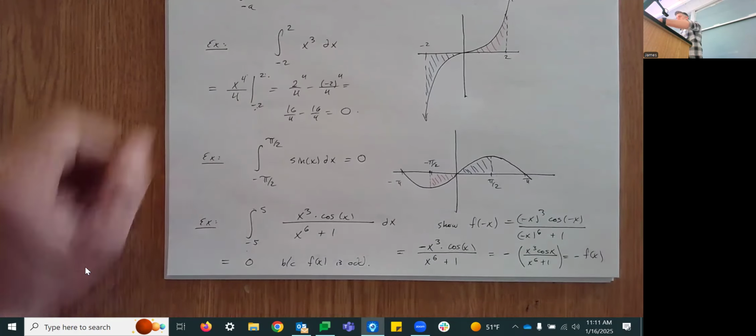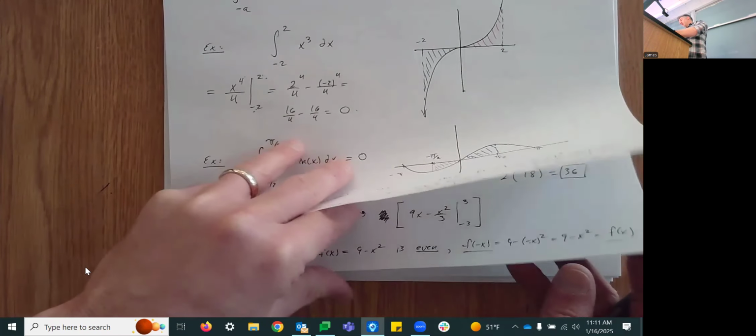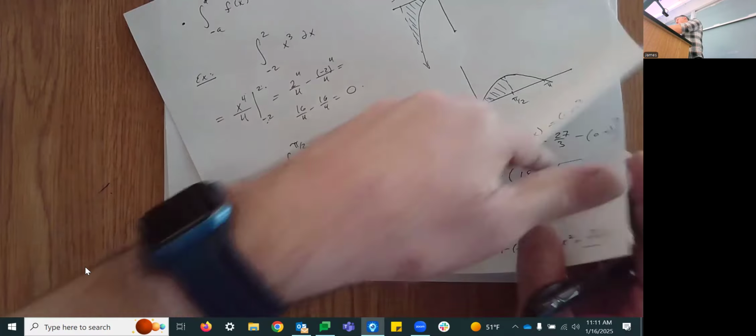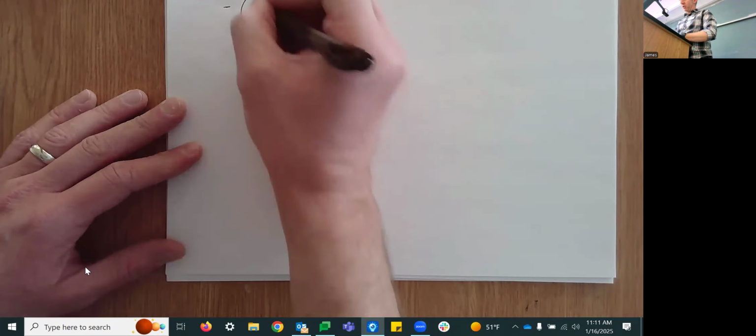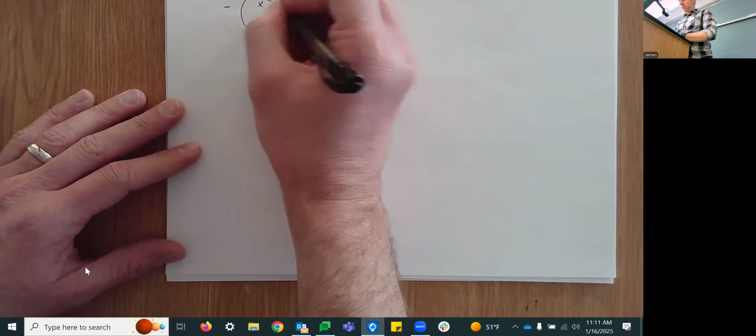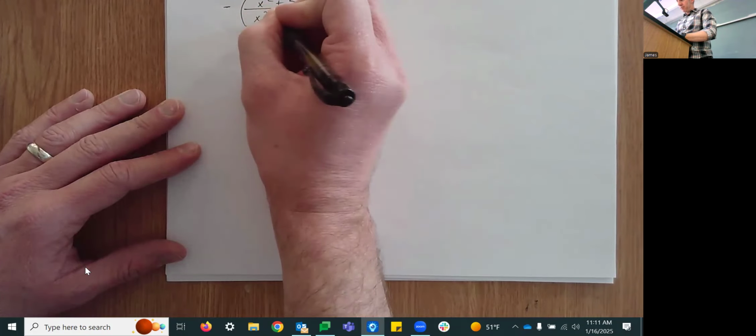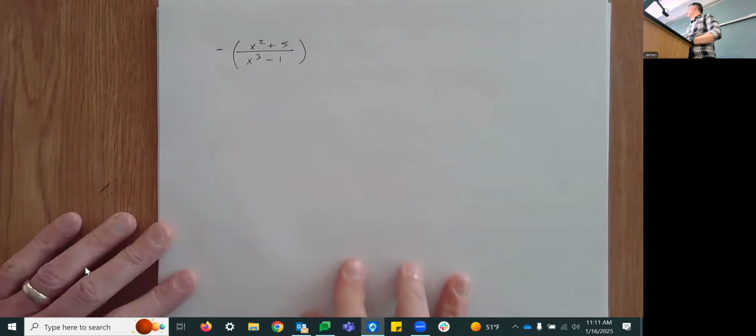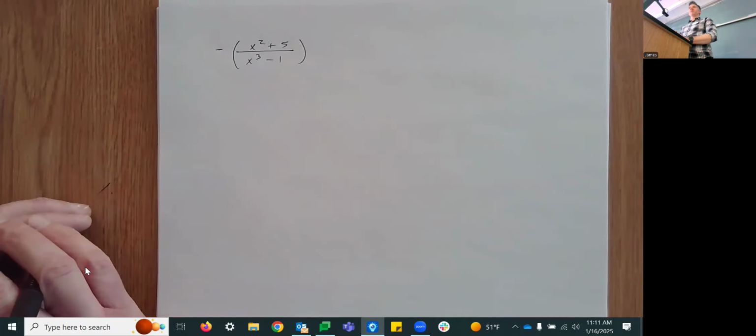No. So let me ask you an important question. I thought that's where you were going, because this comes up a lot for people. So, good question. What happens when you have like the negative of a fraction? Sorry. The negative of x squared plus 5 over x cubed minus 1.